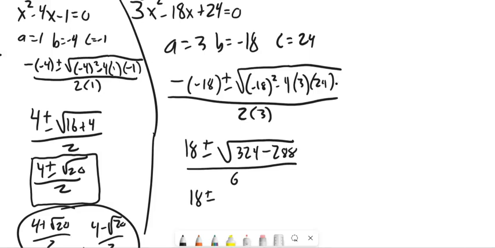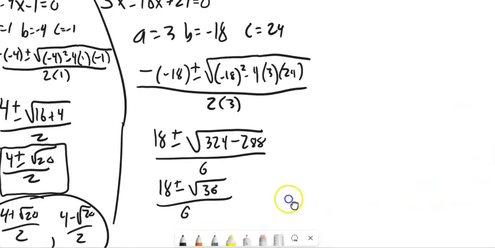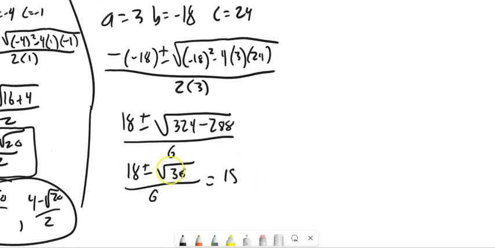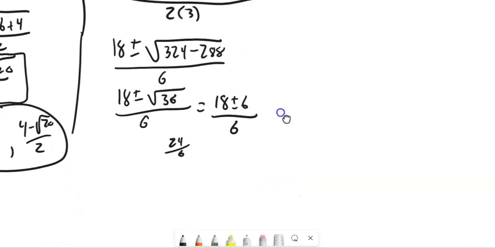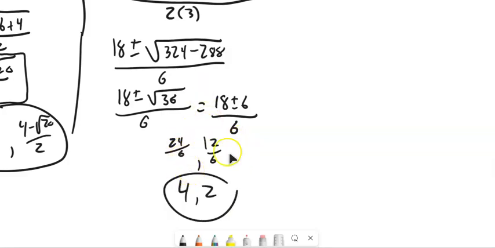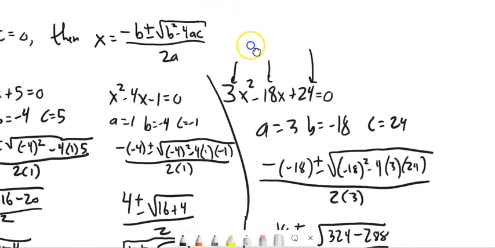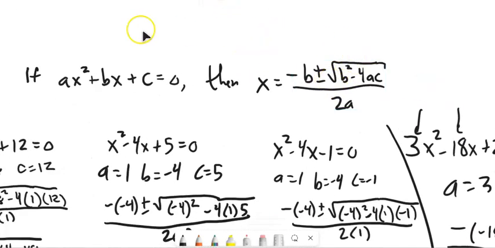Okay, 18 plus or minus over 6 square root. 324 minus that 288 is 36. Great, square root of 36 is 6. I like that. 18 plus or minus 6 over 6. Let's see, 18 plus 6 is what, 24? And 18 minus 6 is 12. So it looks like my answers are 4 and 2. All right, and those are just some examples on how to use that quadratic formula.